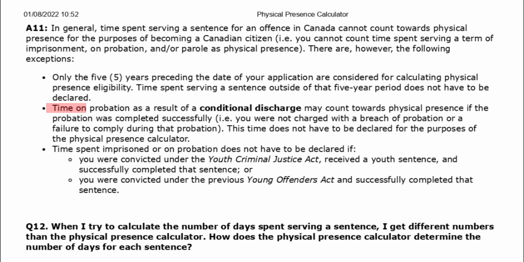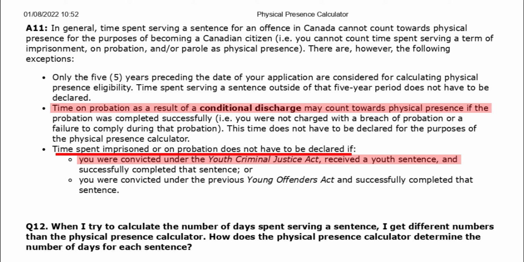Time on probation as a result of a conditional discharge may count towards physical presence if the probation was completed successfully. Time spent imprisoned or on probation does not have to be declared if you were convicted under the Youth Criminal Justice Act, received a youth sentence, and successfully completed that sentence, or you were convicted under the previous Young Offenders Act and successfully completed that sentence.